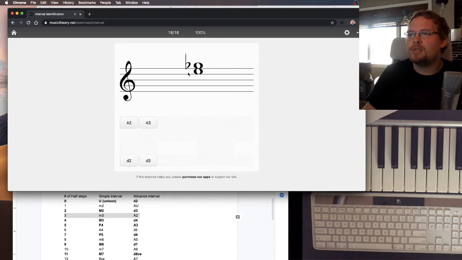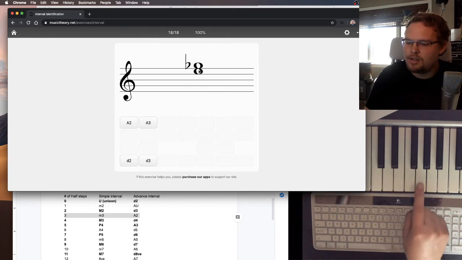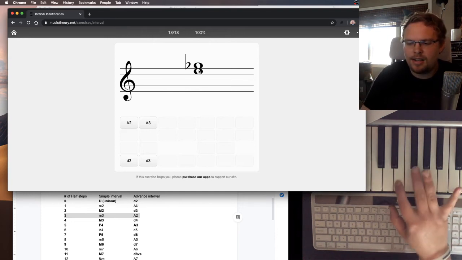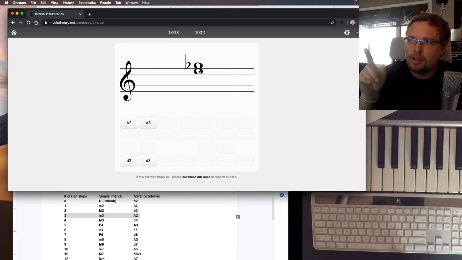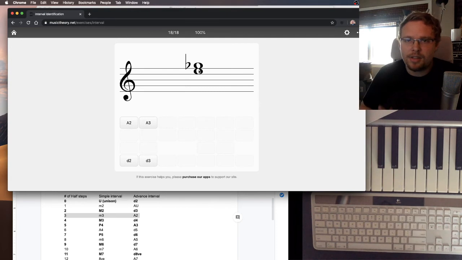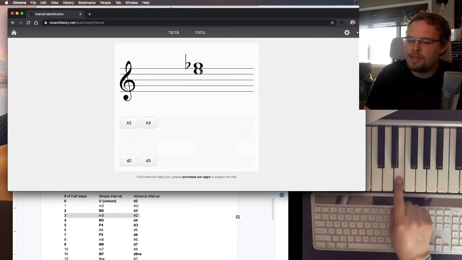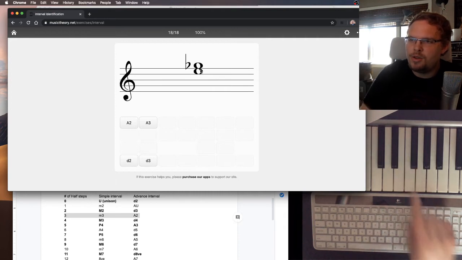Okay, moving on to the next one, we have an E and a G flat. So here's an E and here's a G flat. Again, looking at the keyboard, those are awfully close together, it seems. And yet on the staff, they look pretty far apart. So let's count the number of half steps. We have an E and then we have 0, 1, 2. So there are 2 half steps.